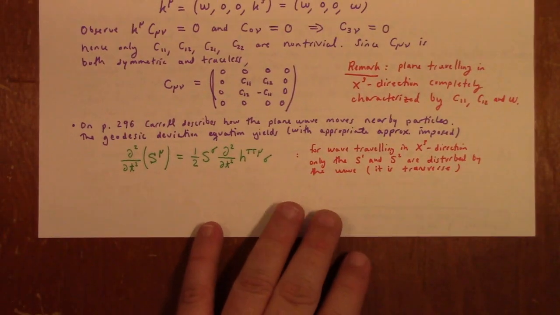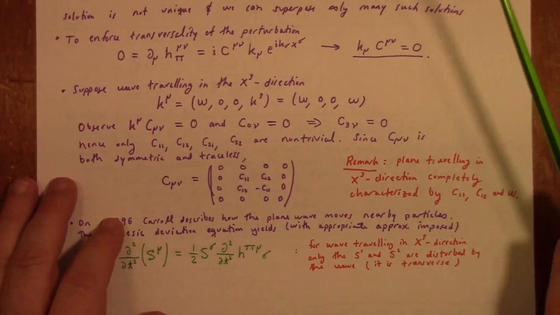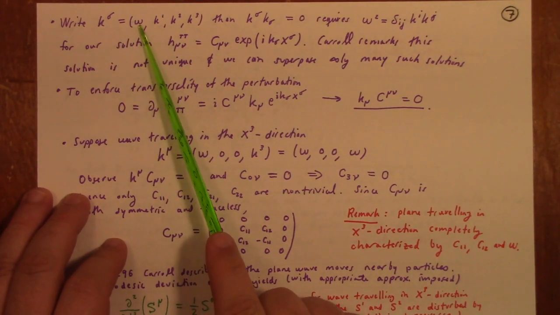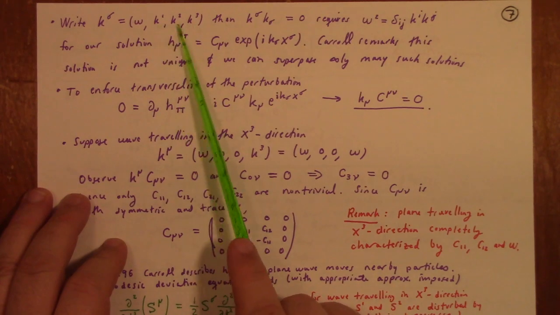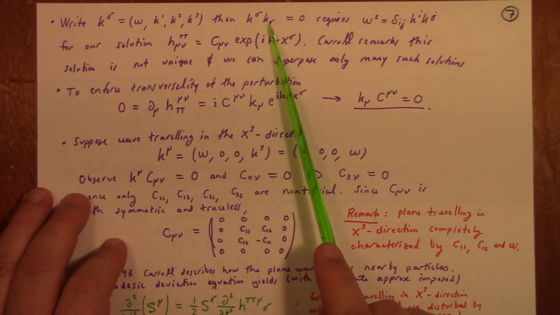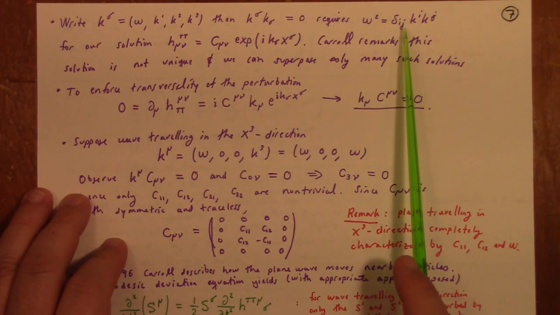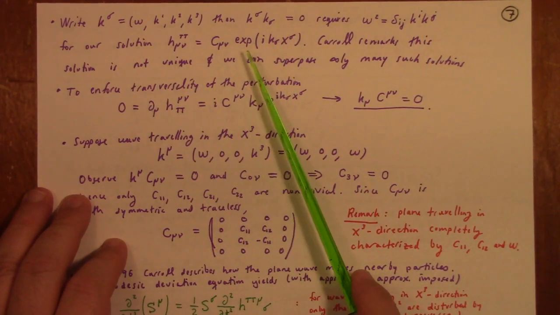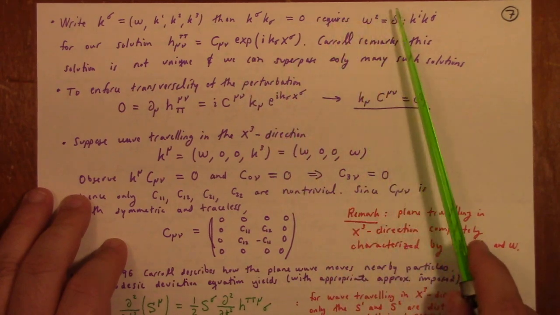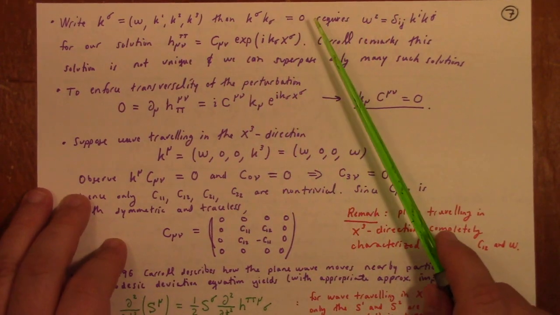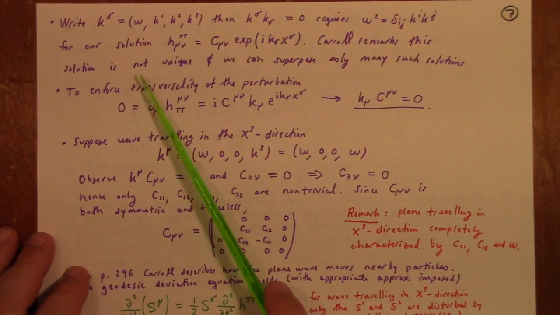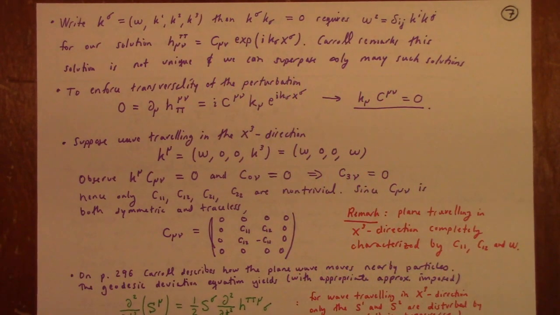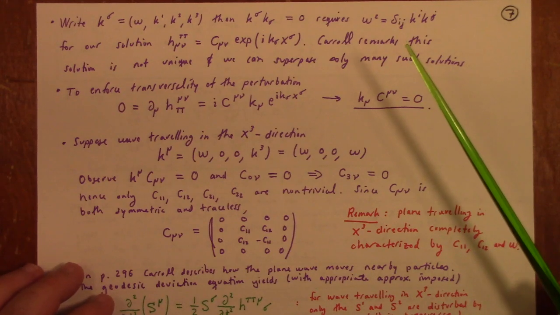Now, let's see here, what else can we say? So we write k, the wave vector is the frequency times the old traditional spatial wave vector. And it requires then that omega squared is Kronecker delta ij k^i k^j like this. So for our solution, Carroll remarks, this is how it has to go, because we just found that the wave vector is light-like. Now, Carroll remarks that the solution is not unique, and we can superpose infinitely many such solutions. So you can add these kind of plane wave solutions together to create more interesting solutions.